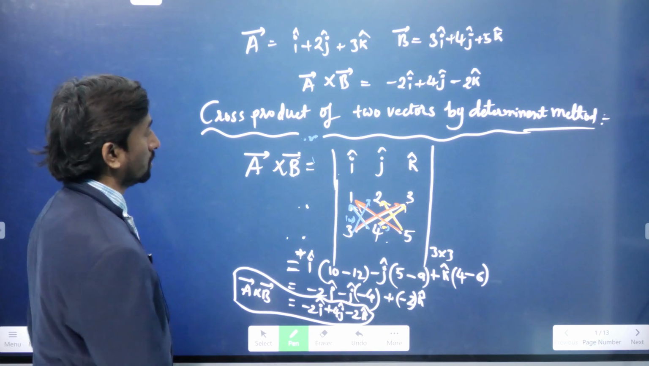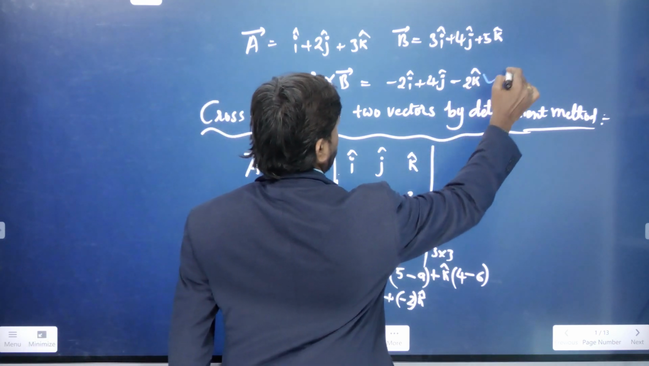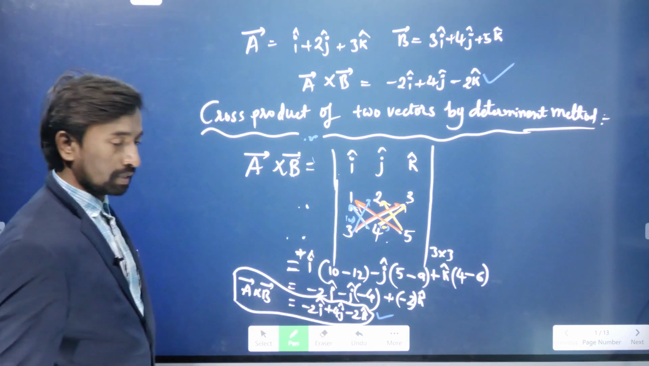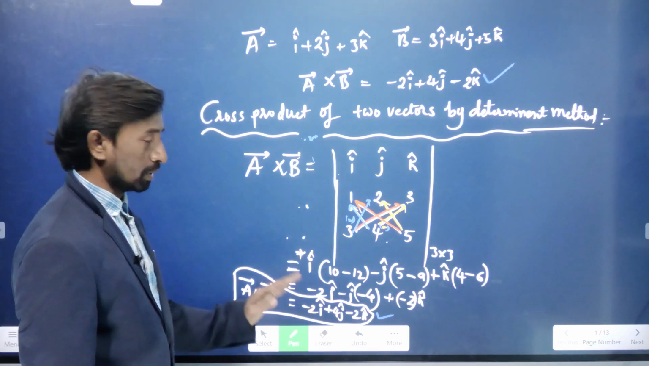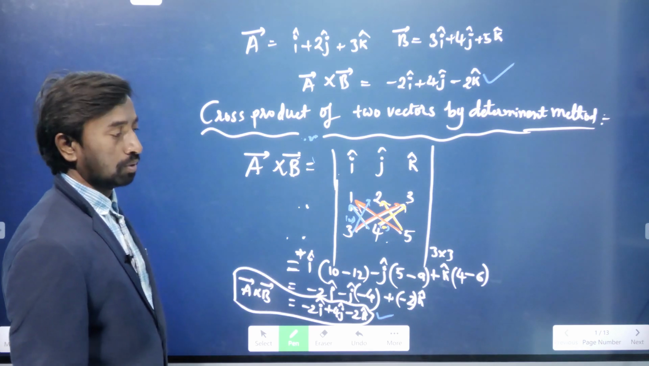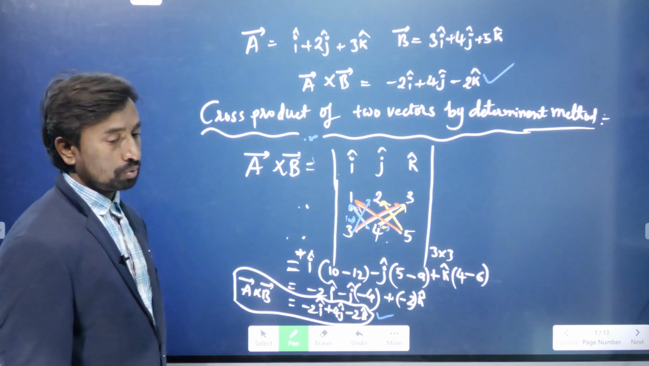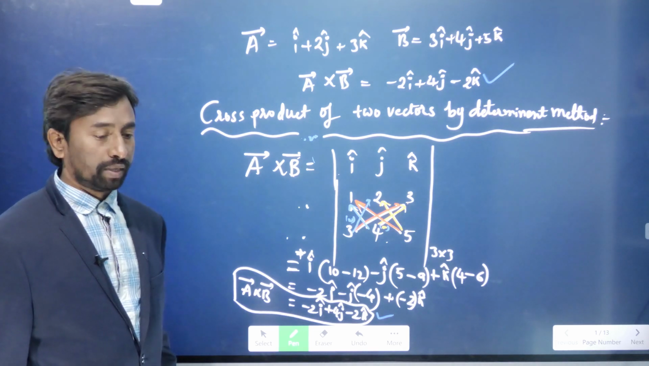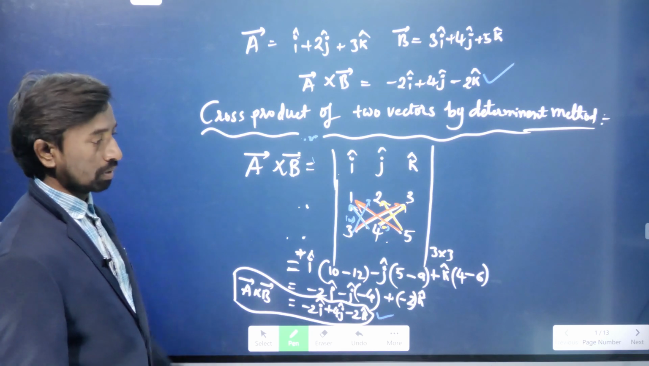Okay. So in the previous method we got that answer, and here in this determinant method also we get the same answer. So which one is easy for you, that method you can follow to find the cross product of the two vectors. And next we have the geometrical applications of this vector product.